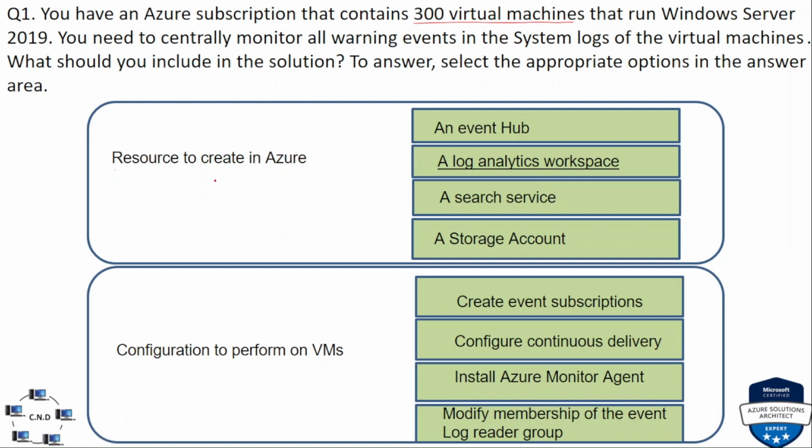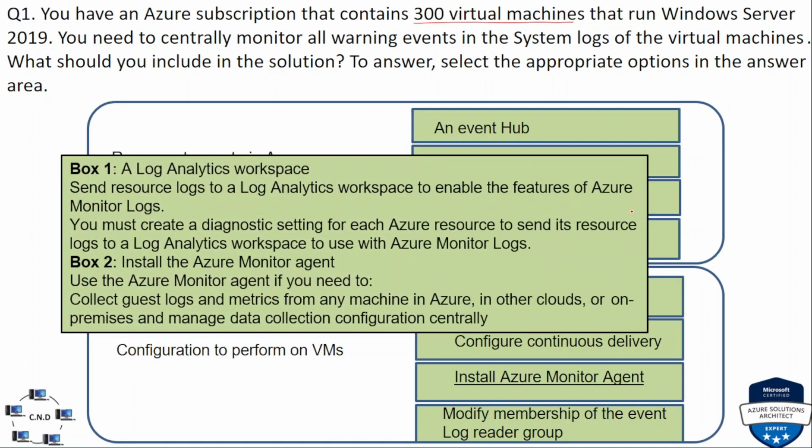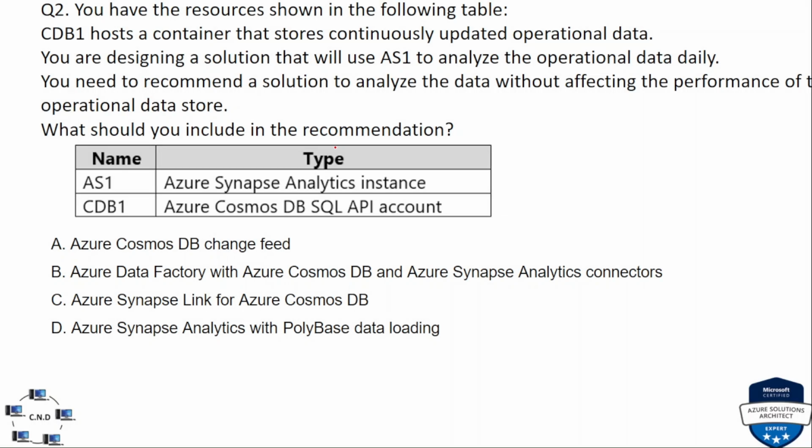So the correct option for resource to create in Azure is a Log Analytics workspace, and the configuration to perform on VM is install Azure Monitor Agent. So these two are the correct options, and this is the explanation for both the correct options. You can pause the video and read the explanation if you like. I will just go to the next question. That is question number 2.